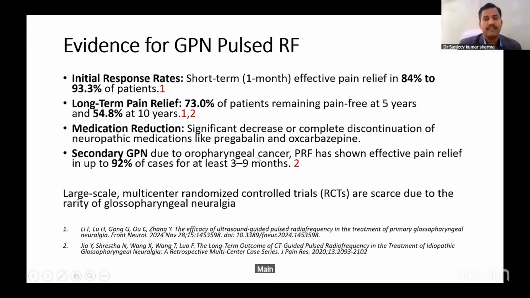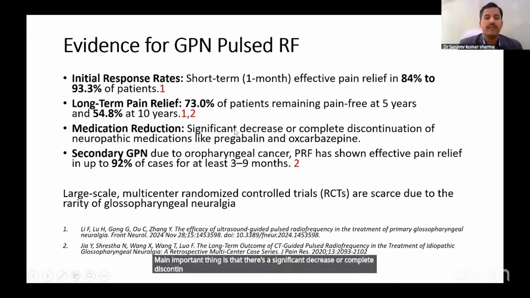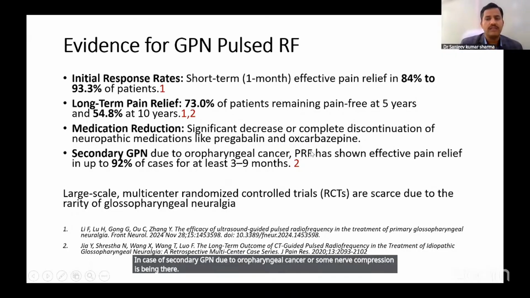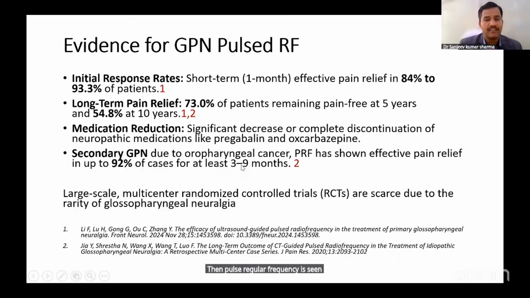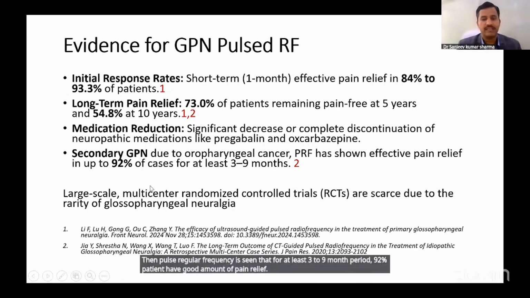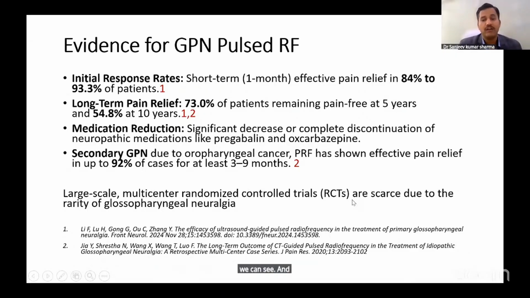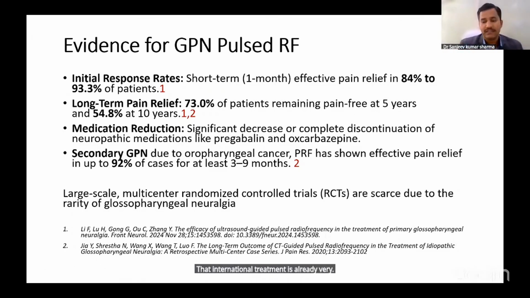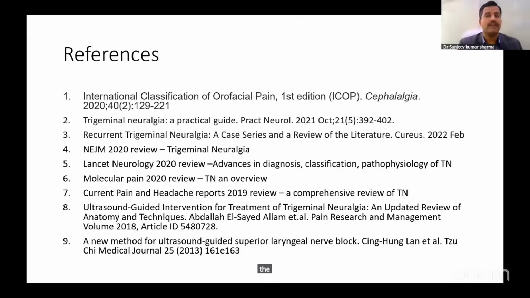The most important thing is that there is a significant decrease or complete discontinuation of neuropathic pain medicines like pregabalin and oxcarbazepine in these cases. In case of secondary GPN due to oropharyngeal cancer or some nerve compression, with pulsed radiofrequency, for at least a 3 to 9 month period, 92% of patients have a good amount of pain relief. And we also need a lot of RCTs, because these cases are already rare. That intervention treatment is already very rare, and the research published is also very limited.